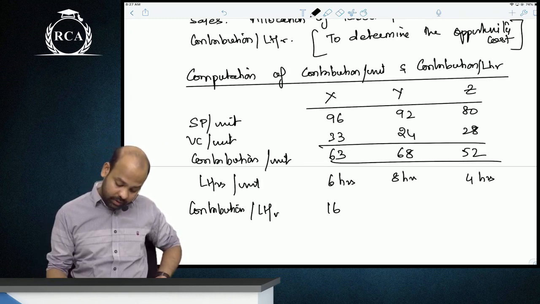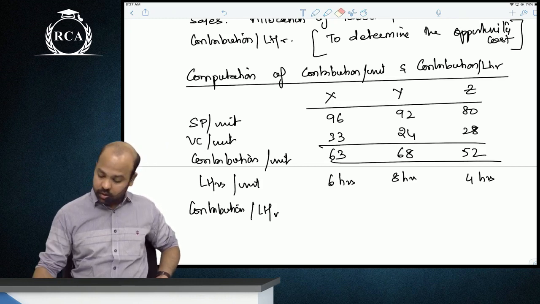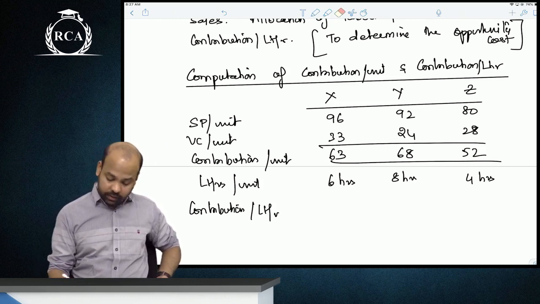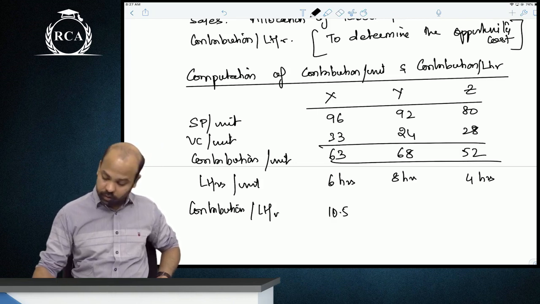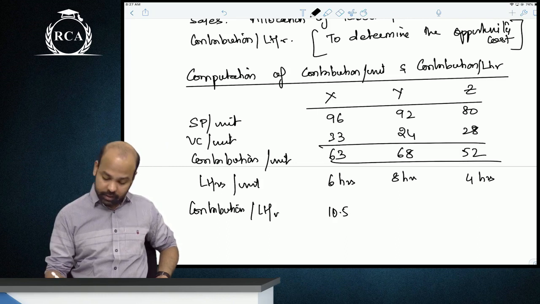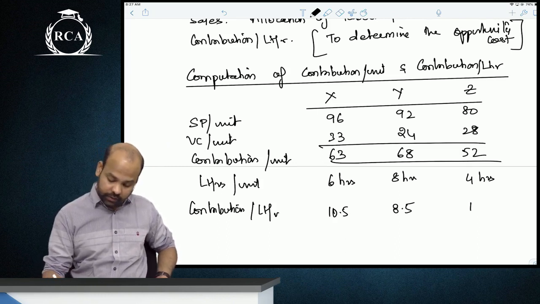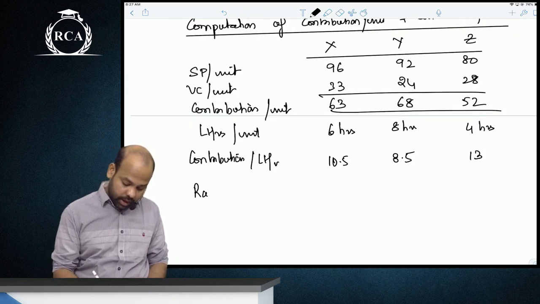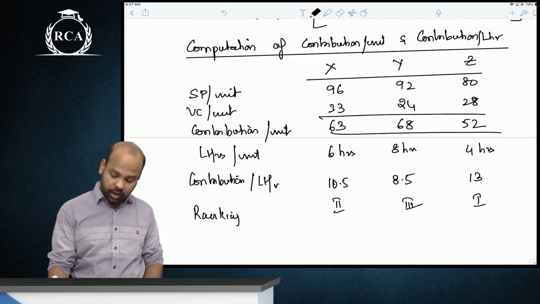I'll check. So this is, sorry, 63 divided by 6, 10.5 rupees. 68 divided by 8 is 8.5 rupees. 52 divided by 4, guys, is 13 rupees. If you look at the ranking, first ranking is given to product Z, second to product X, third ranking to product Y.